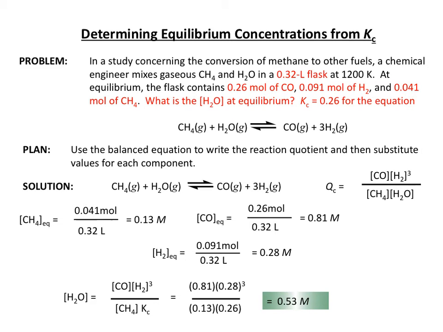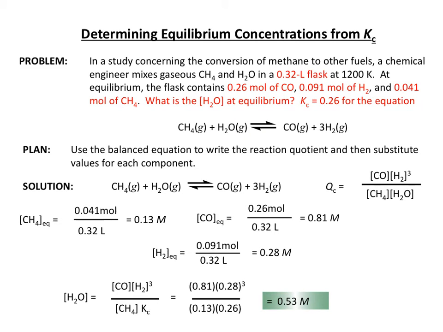Okay, so this is another problem. This is a problem where you're determining one of the equilibrium concentrations from the equilibrium constant. So in a study concerning the conversion of methane to other fuels, a chemical engineer mixes gaseous methane and water in a 0.32 liter flask at 1200 K. At equilibrium, the flask contains 0.26 moles of CO, carbon monoxide, 0.091 moles of hydrogen, and 0.041 moles of CH4, or methane. What is the concentration of water at equilibrium?